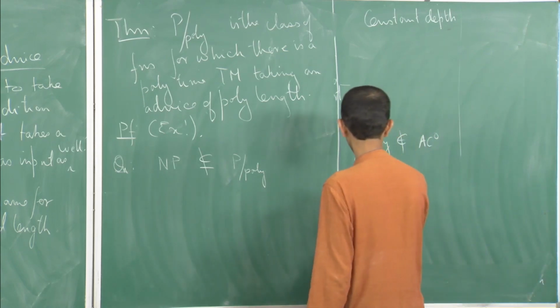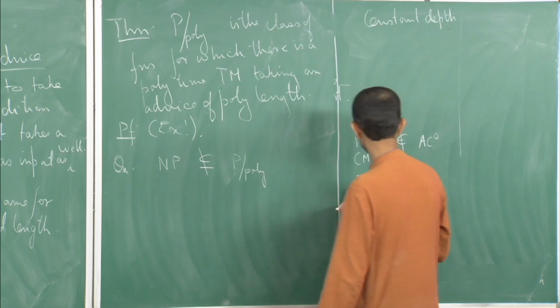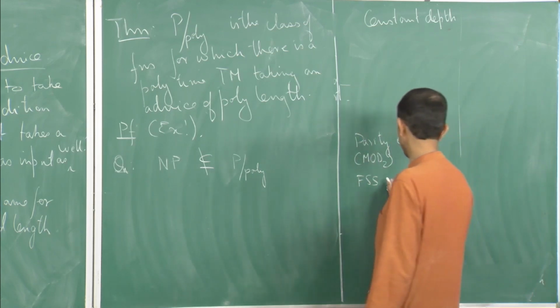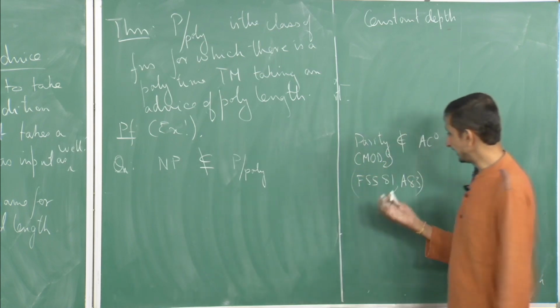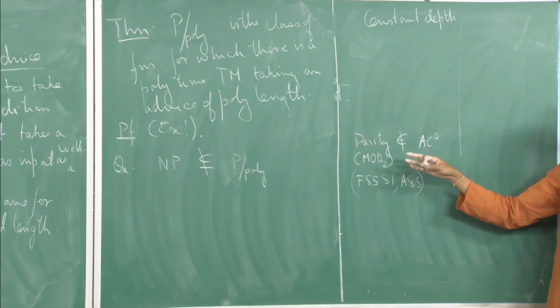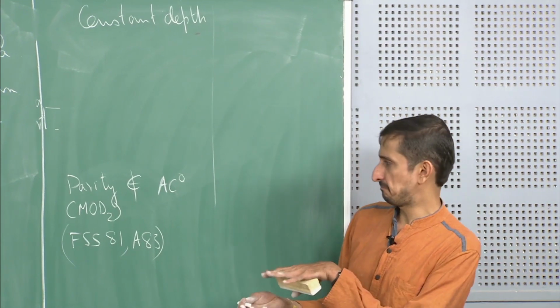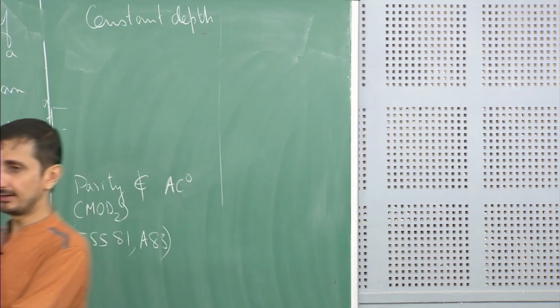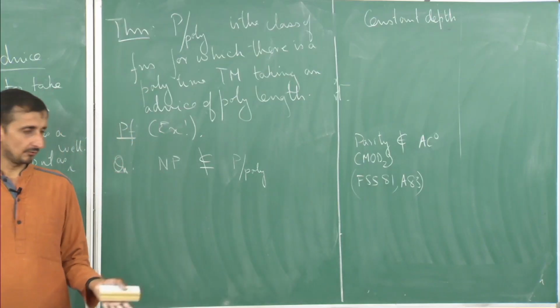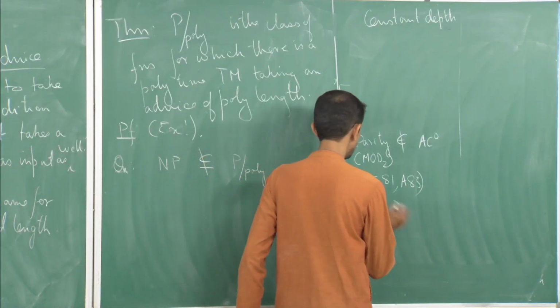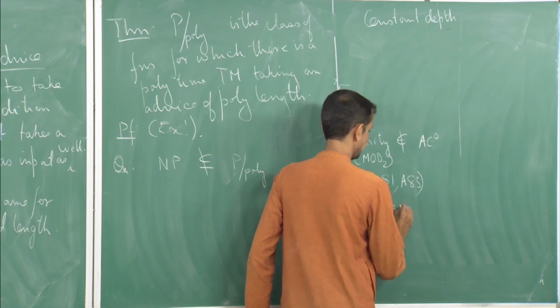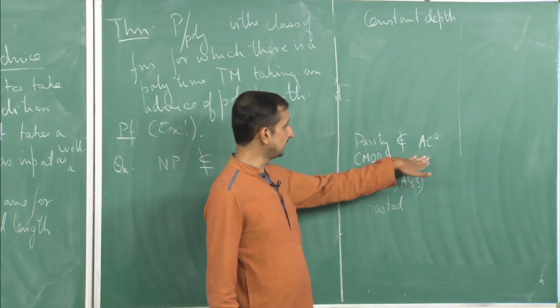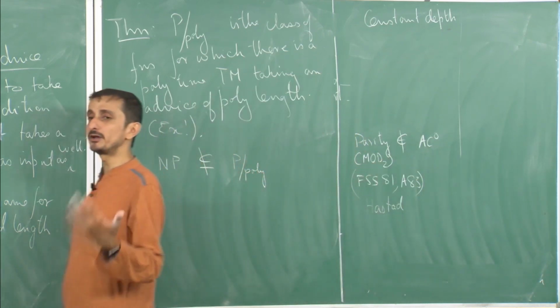This result was shown first by Furst, Saxe and Sipser in I think '81, then independently by Ajtai in '83. They showed that if I look at a constant depth circuit for parity, then it would need super polynomial size, okay. Then Hastad improved this, in '84 or '85 probably, I do not remember. Hastad showed that not only will it require super polynomial size, it will require exponential size, okay.